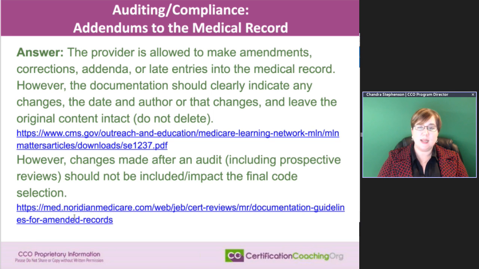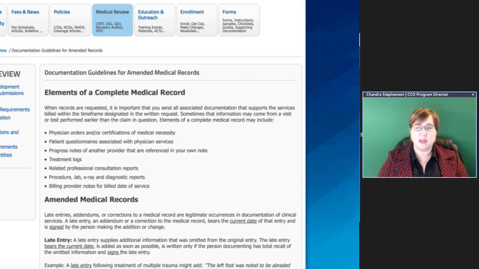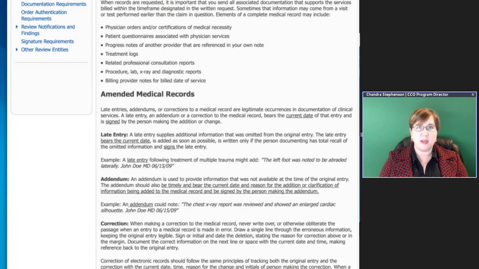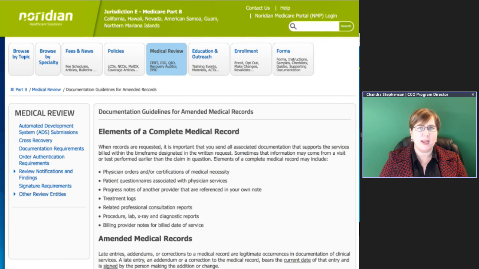And the reason I did that is Noridian is one of the few that gives us some pretty clear guidance on making amendments to a medical record. This link takes us to Noridian, one of the Medicare administrative contractors. Specifically, they govern Jurisdiction E, which covers California, Hawaii, Nevada, American Samoa, Guam, and the Northern Mariana Islands.